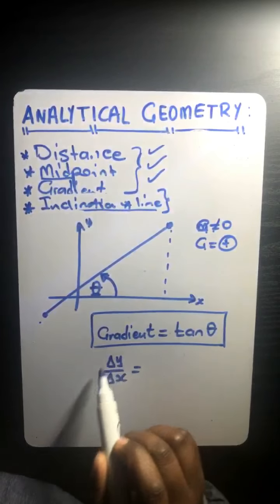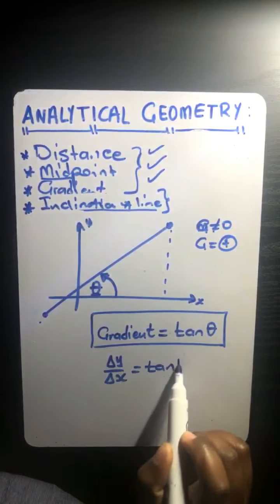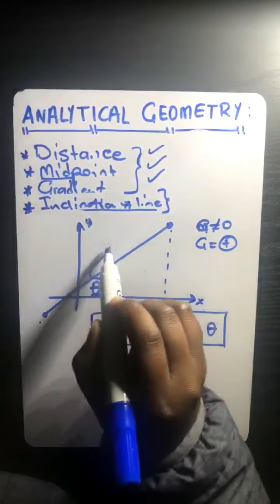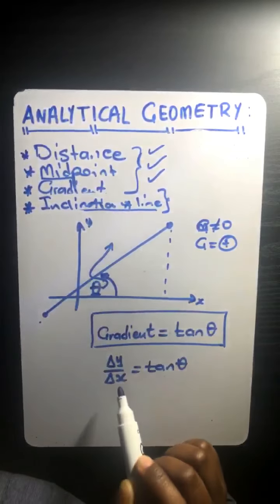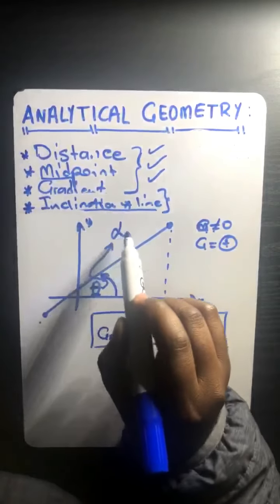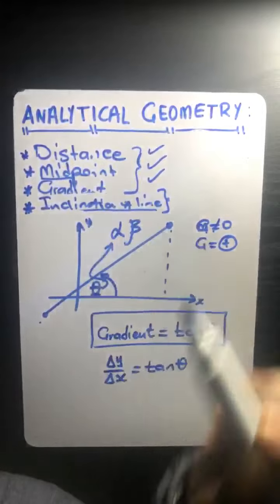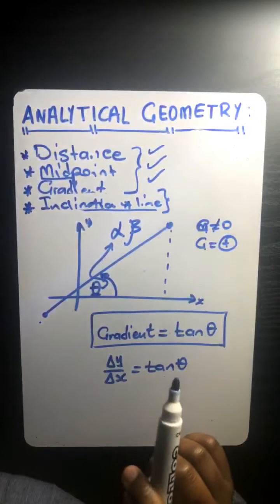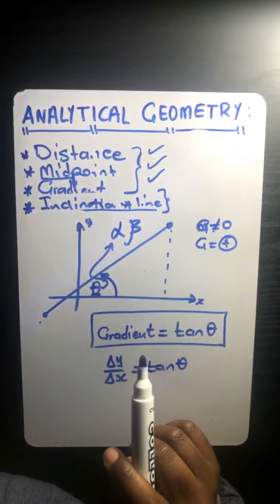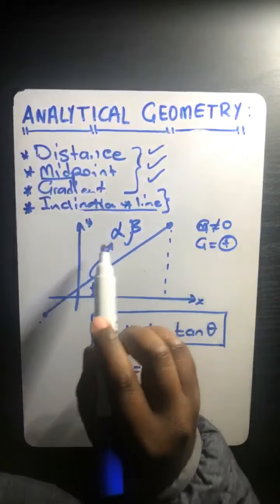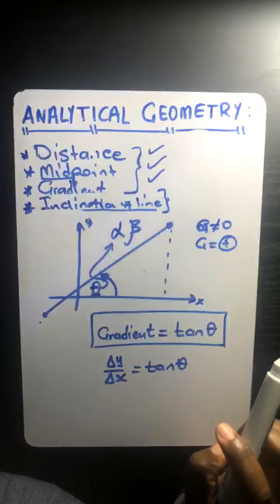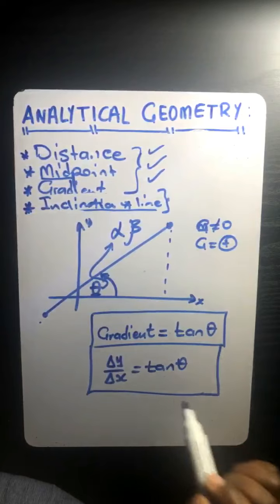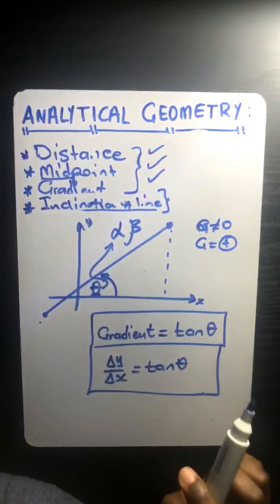So that means the gradient is equal to tan of the angle formed. Remember, guys, it doesn't necessarily mean that this angle will always be theta. It could be alpha, it could be beta, it could be anything else. It can be referred to by whatever name. Normally they like using theta, alpha, or beta, ladies and gentlemen.